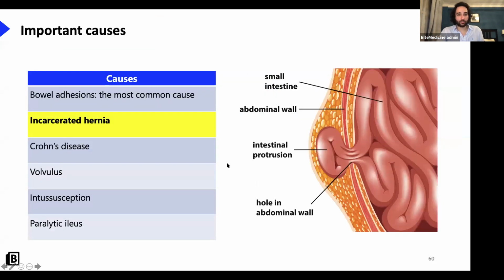Before we go on to large bowel obstruction, these are some important causes of small bowel obstruction. So bowel adhesions, most common cause. This diagram shows an incarcerated hernia, and that's once again why it's so important to examine for hernias, but also other causes like Crohn's disease, volvulus, intussusception, and ileus. Ileus is a functional obstruction. Good.